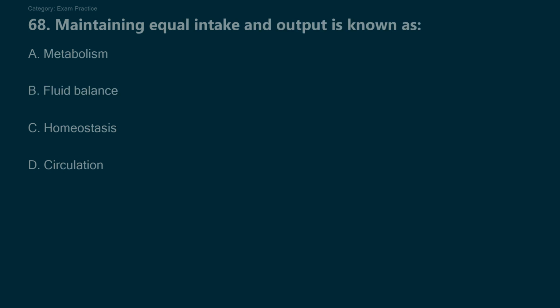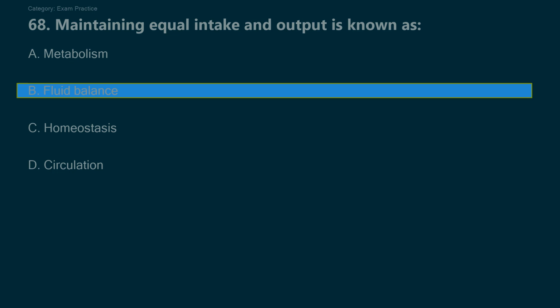Question 68. Maintaining equal intake and output is known as: option A, metabolism. Option B, fluid balance. Option C, homeostasis. Option D, circulation. The correct answer is option B, fluid balance.